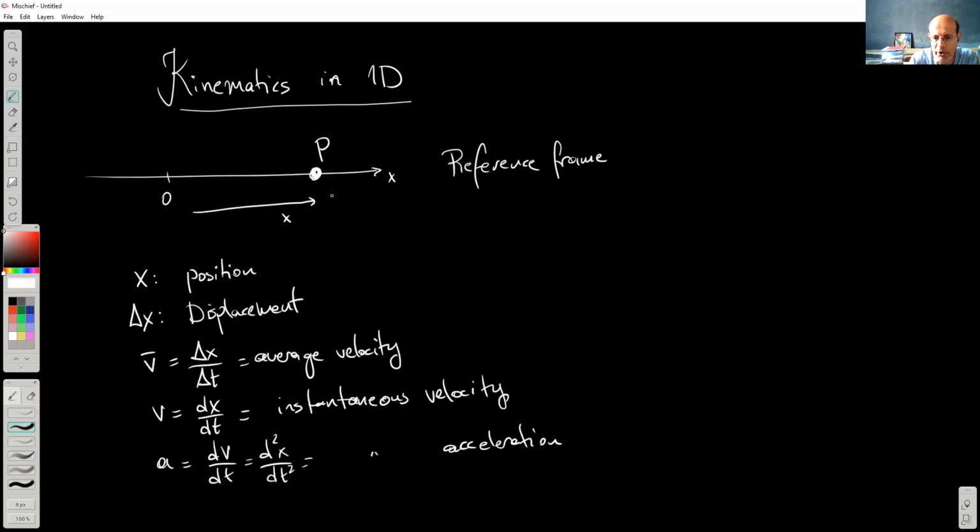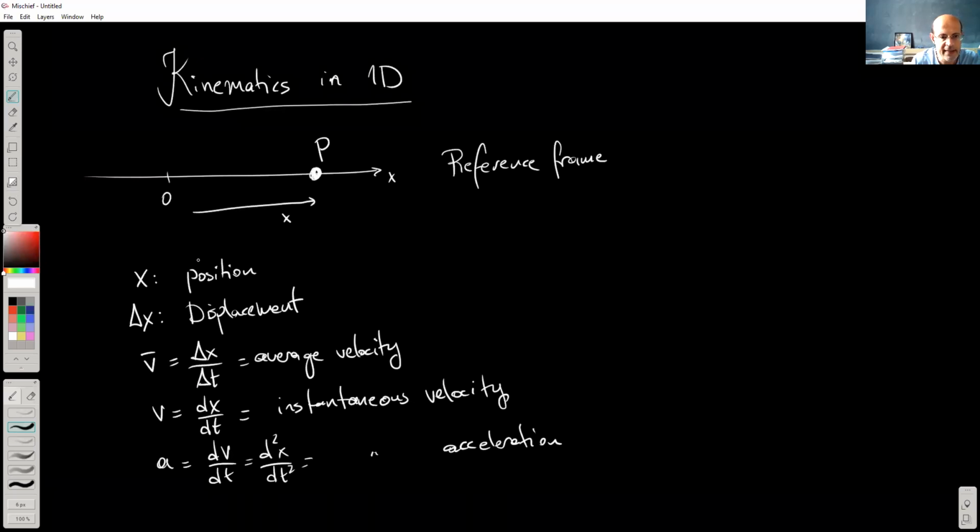We're assuming that it's a point particle, but if it is not, then we can somehow handle this by choosing a point. We then choose a reference frame. So that's a choice involved. You can investigate the same motion by choosing a different reference frame. Let's just remember this.